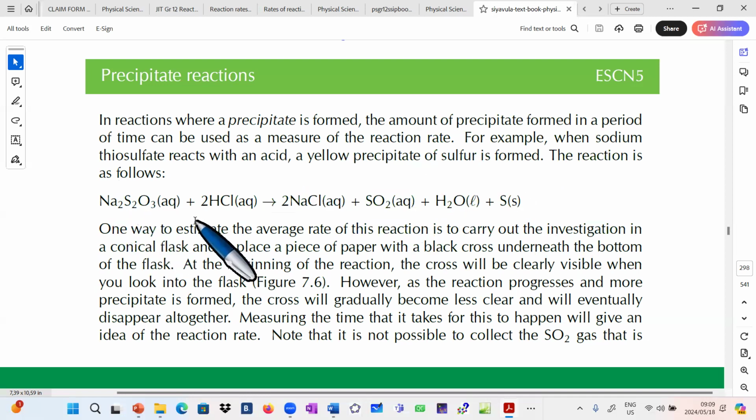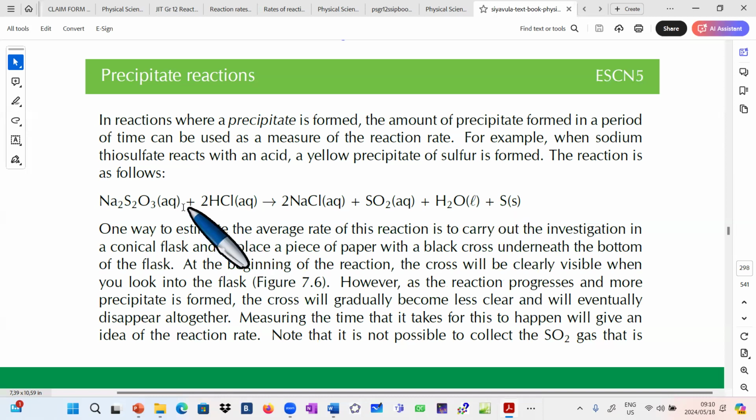This one comes in the exam many times, and you'll be looking at past exam questions in a couple of minutes. All right, the reaction is as follows. So let's just discuss this chemical reaction a little bit. You're taking sodium thiosulfate, in aqueous state, and you react it with HCl, hydrochloric acid, in aqueous state. What are the products? You can see that the products are sodium chloride, sulfur dioxide, and water, with sulfur, a solid.